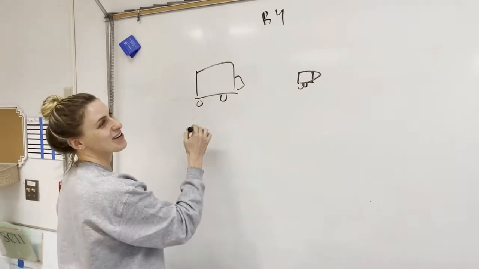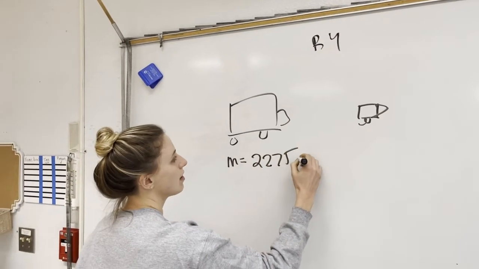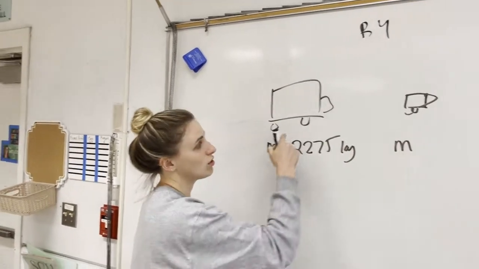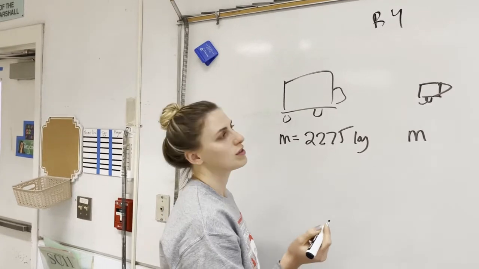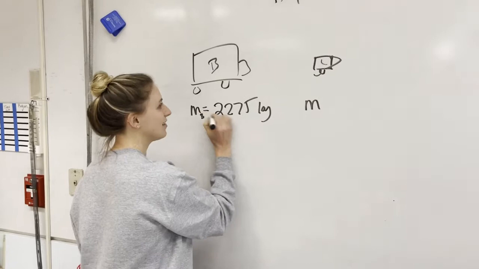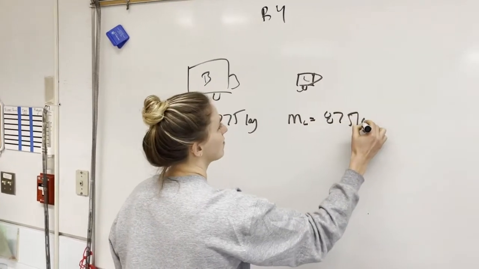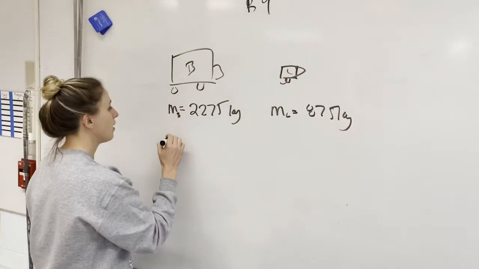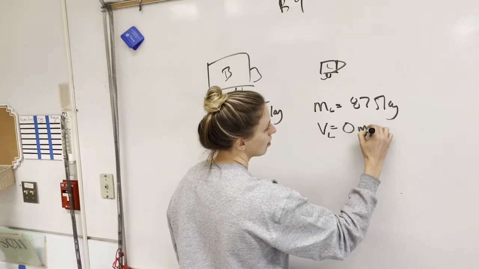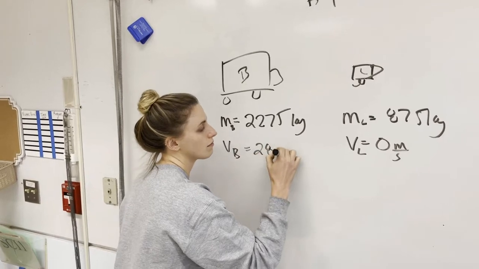Okay, so our mass of the big car was 2275 kilograms. And how do you differentiate your masses? Should we call them 1 and 2? Big and little, B and L. As you can see, it doesn't really matter. The mass of little is 875 kilograms. And this one's not moving, so its velocity is 0. And the velocity of the big is 28 meters per second.